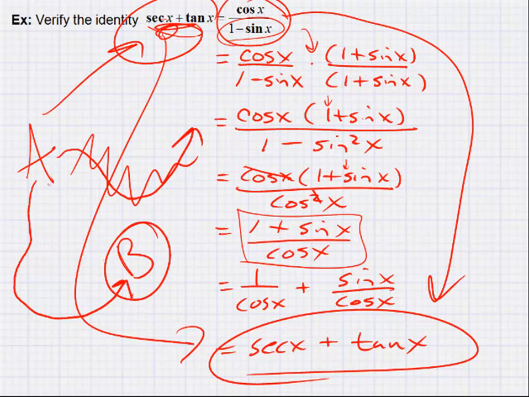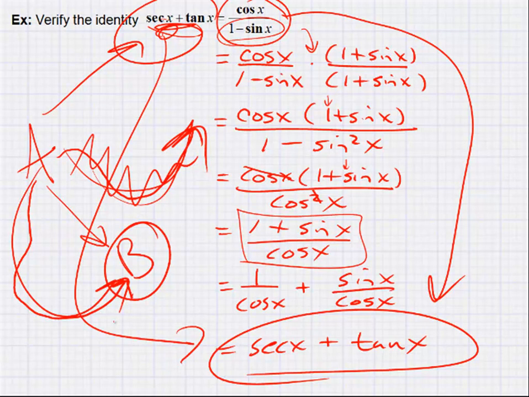And I might not necessarily see how to get from A to B. But if you pick something, sometimes it takes you in the wrong direction. Sometimes it takes you where you want to go. And don't stop trying to make this problem work. If the problem says verify the identity, it will work out. You just need to use what you have available to you to make it work.